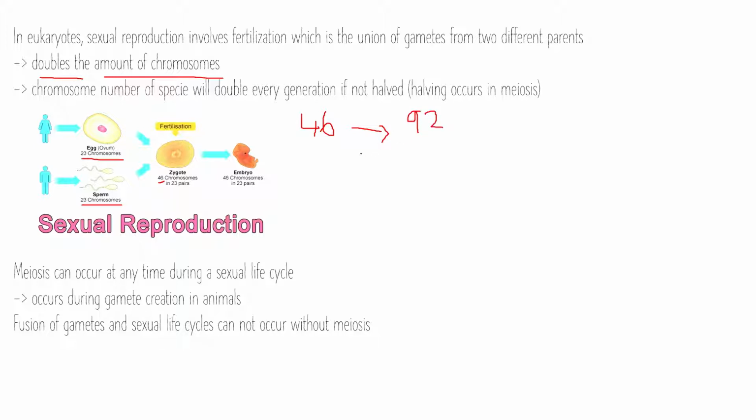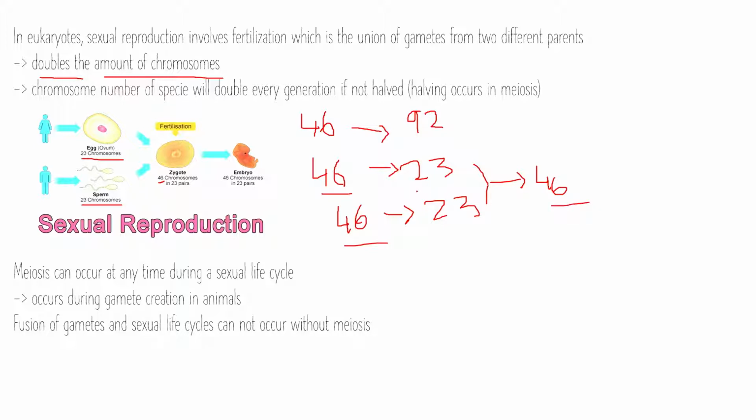And to prevent this from happening, we have a stage called meiosis, which divides a cell to be 23. And then when we have two gametes, a sperm cell and an egg cell, they come together to give us 46 again. So the original chromosome number is maintained, so the species have the same chromosome numbers as the generation increases. So meiosis can occur at any time during the sexual life cycle, and in animals this occurs during gamete creation. The fusion of gametes and sexual life cycles cannot occur without meiosis, so meiosis is quite important.